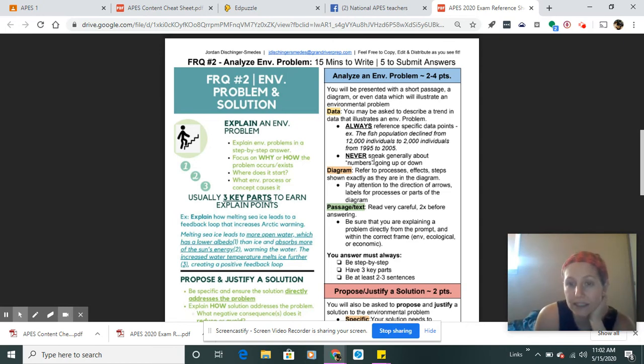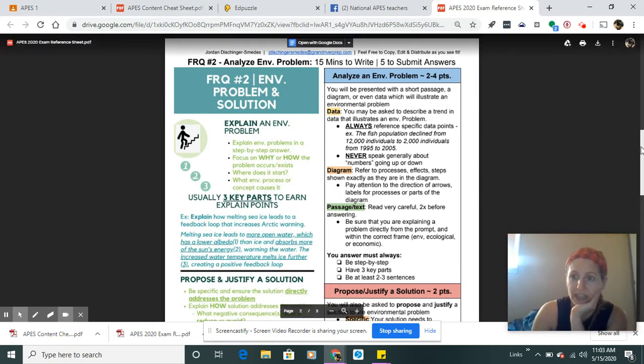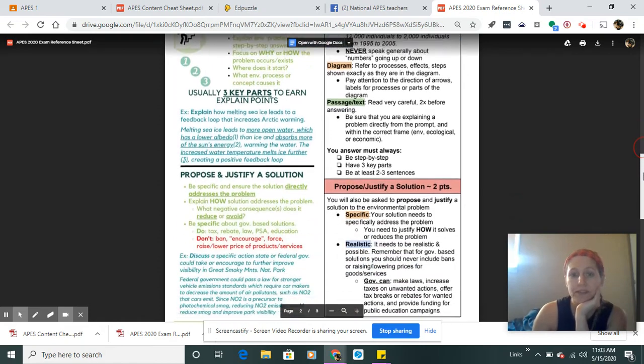If it's a passage, read very carefully 2 times before answering anything. Be sure you're explaining the prompt and whether it's talking about ecological or economic. So make sure you're looking for those keywords. If it's economic, then you're wanting to have advantage towards the businessman. If it's environmental or ecological, advantage towards the environment. So make sure you're switching your point of view. And that's worth 2 to 4 points.